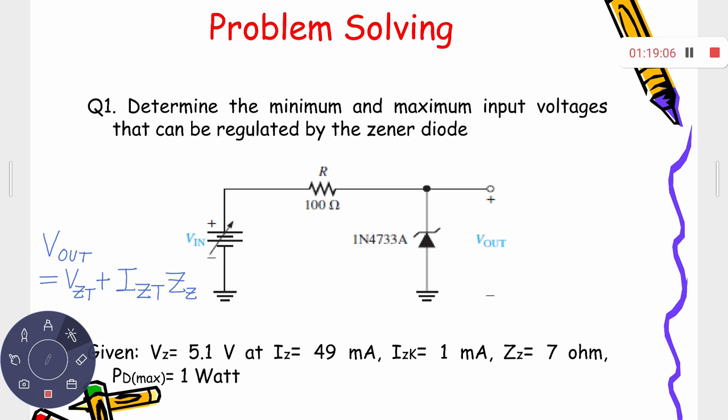So, what about your V out? V out is nothing but, eventually, VZ plus some R0 or ZZ, let it be ZZ. You don't know VZ at 5.1 volt at IZ equal to 49 milliamp. Okay, so one thing is very clear: whenever Vin is minimum, then V out is also minimum. When Vin is maximum, V out is also maximum. Now, IZK is 1 milliampere. So when the current through the zener is minimum, then obviously the input voltage is minimum. So that is the only driving force. Okay? So 1 milliampere is here.